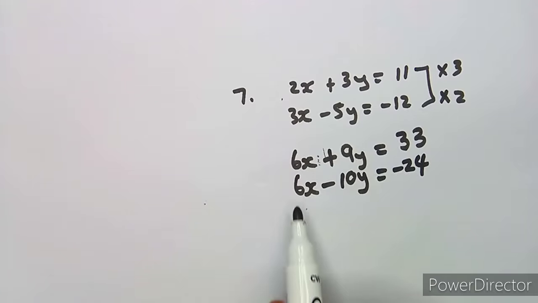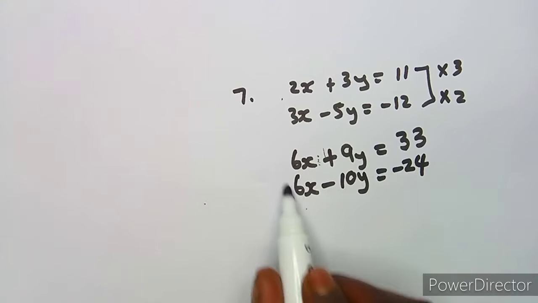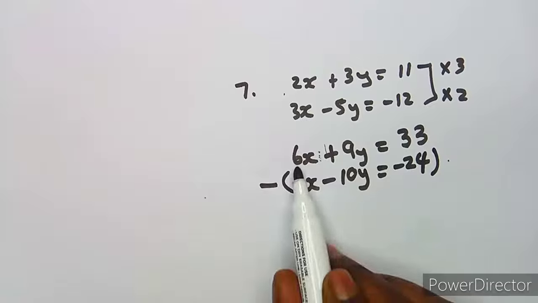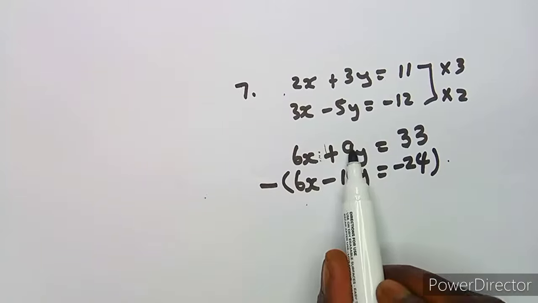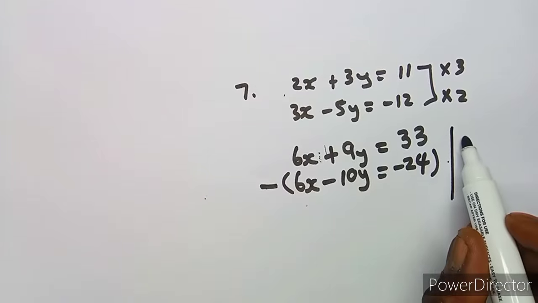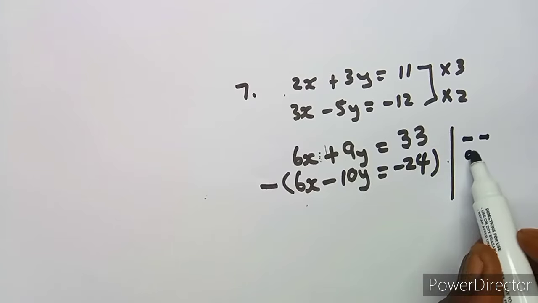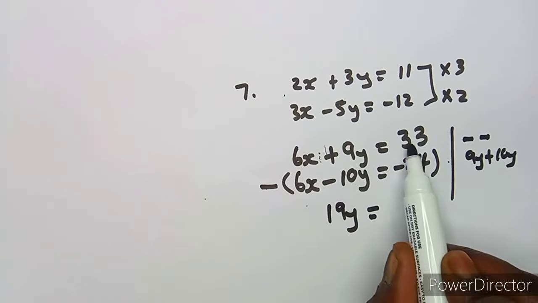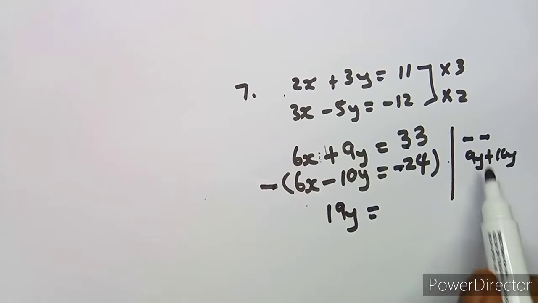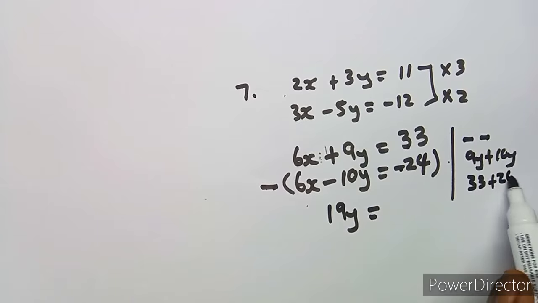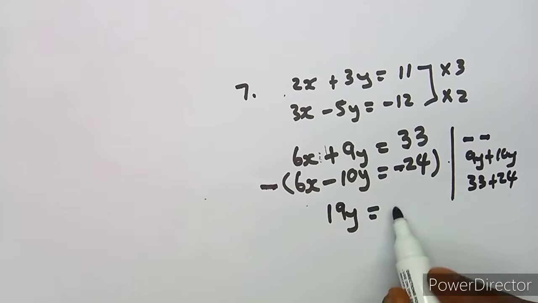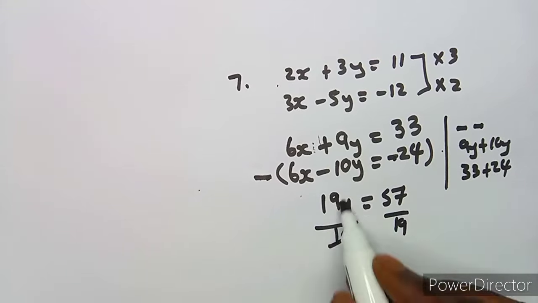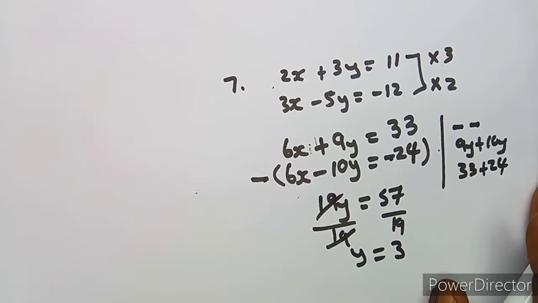Then, as you can see, the x terms here are the same. So how can we eliminate them? Subtract. You can subtract equation 2 from equation 1. So 6 minus 6 is 0. 9 minus minus 10 is a plus, so it's 9y plus 10y, guys, which gives us 19y. The same here: 33 minus minus 24 gives a plus, which is 33 plus 24, giving us 57. So, dividing 57 by 19, this is 3. So y is equal to 3.